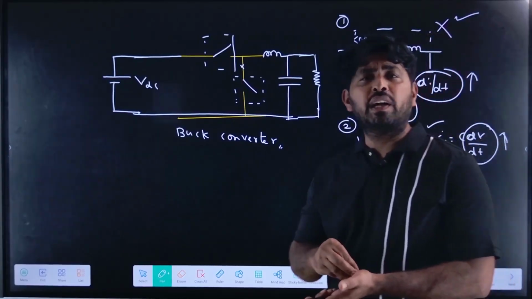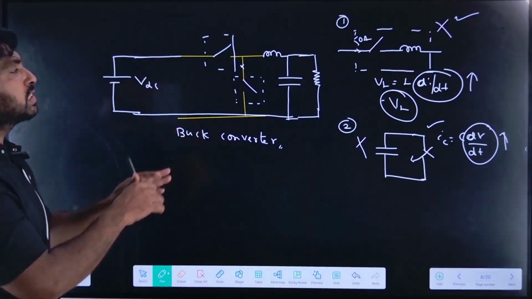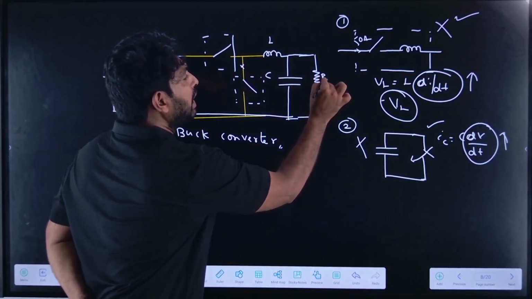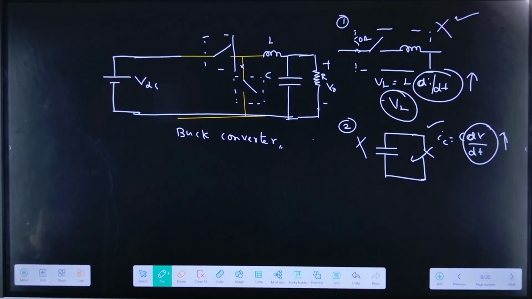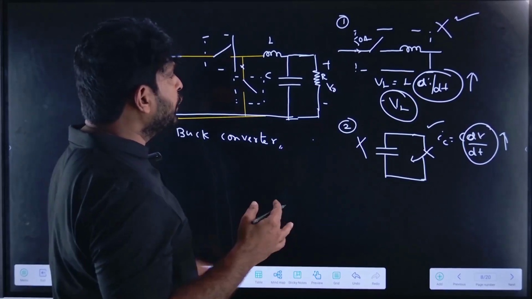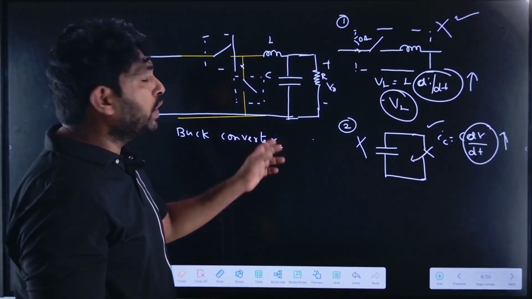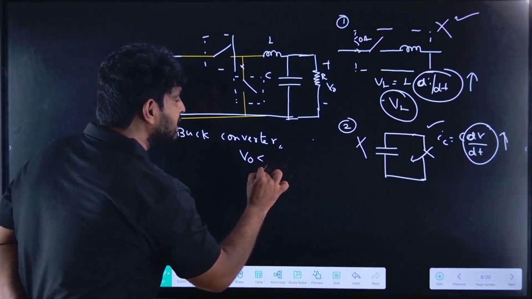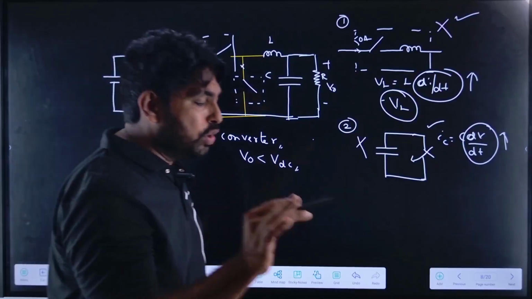If you know the fundamentals, you can easily derive the circuit. Let me call these L and C, and the load is R, with output voltage plus minus V0. So this is the circuit of the buck converter. In a buck converter, the output voltage is less than the input voltage, which is also called a step down converter.